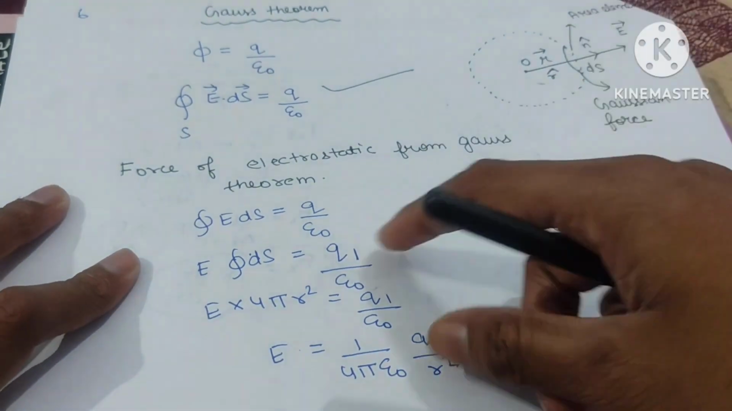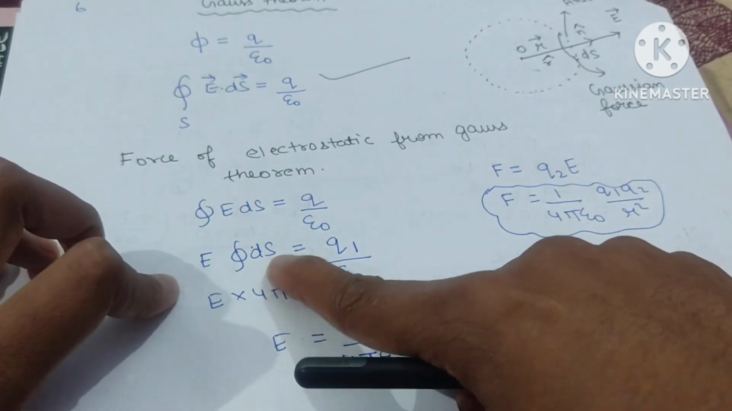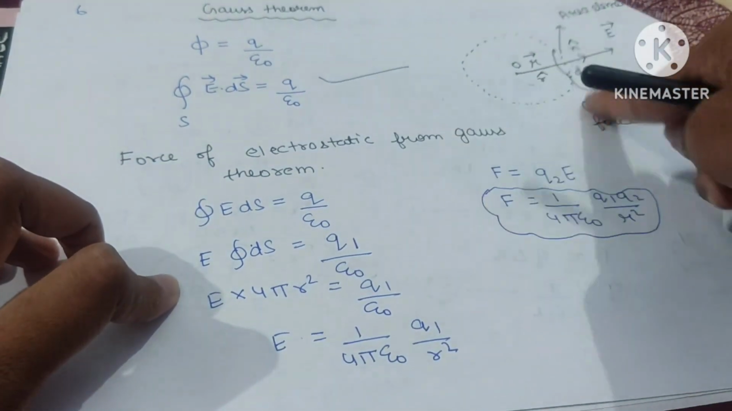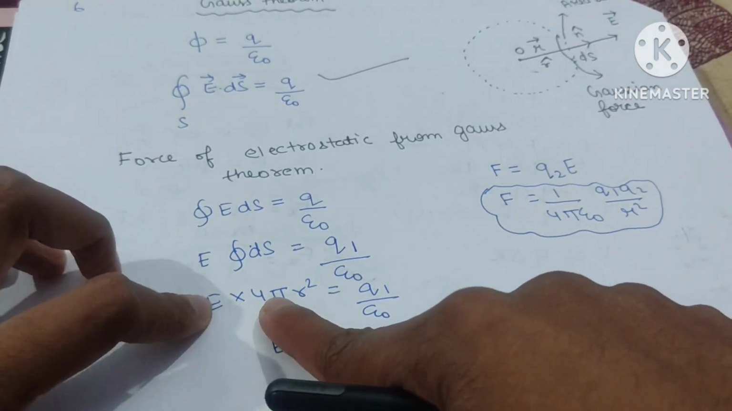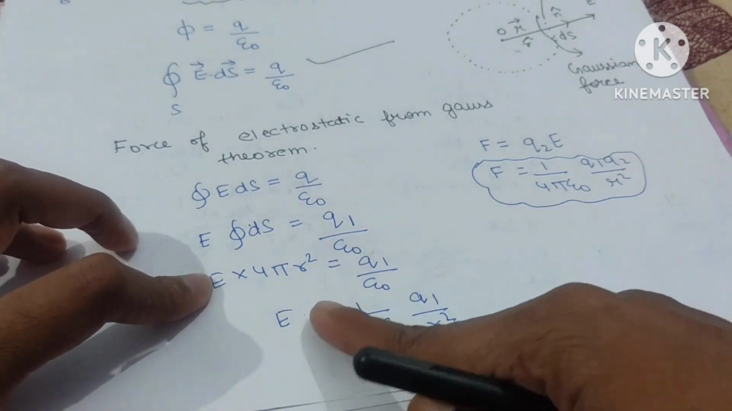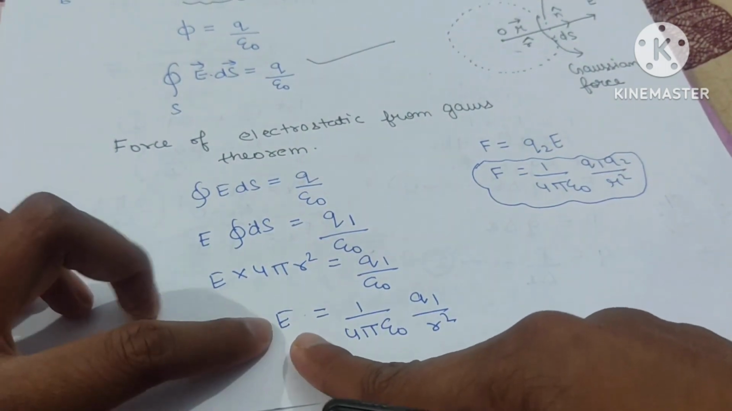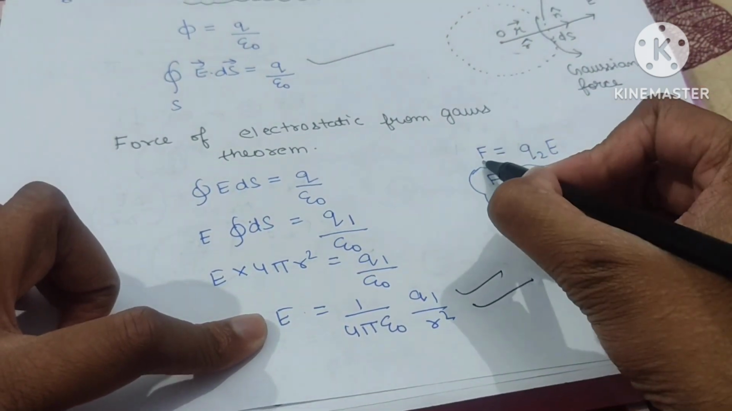Okay, we know the closed integral dS is the area of a sphere. So we'll write 4 pi r square, the area of a sphere, and E is the electric field, and what we'll do, we'll find the electric field firstly. Okay, so we got our electric field here.